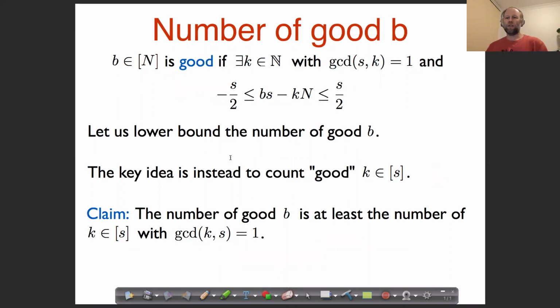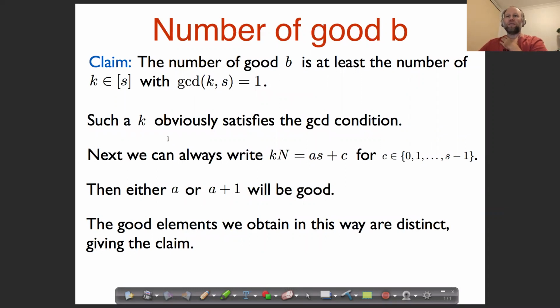Okay, so the first thing that we're going to do is just to lower bound the number of good B. This has nothing to do with the quantum algorithm or measuring. We just count the number of good B. And the key idea for this is that instead of counting B's, we actually want to count K's. And the claim is that the number of good B is at least the number of integers K which are relatively prime to S. So let's see why that's the case.